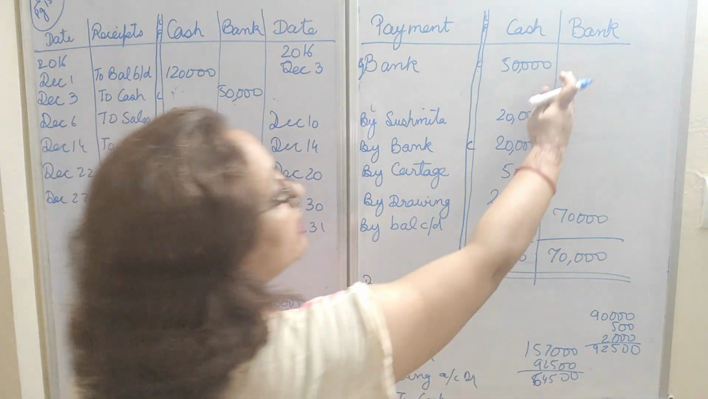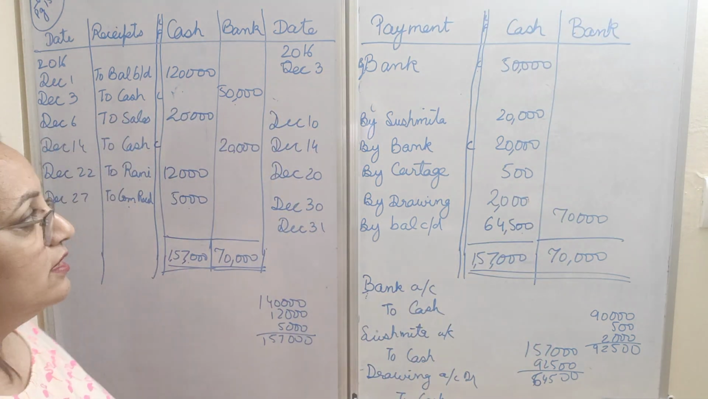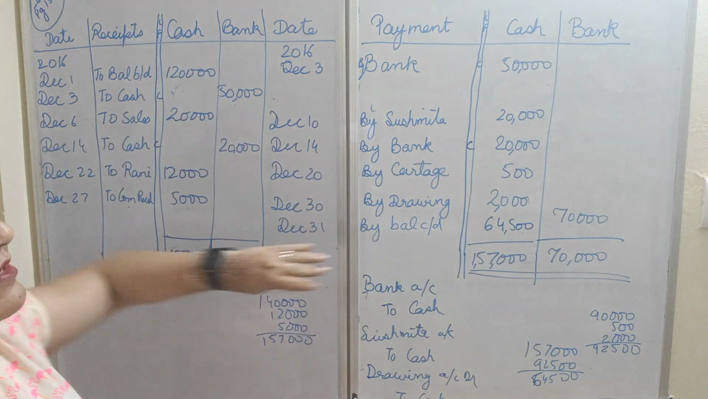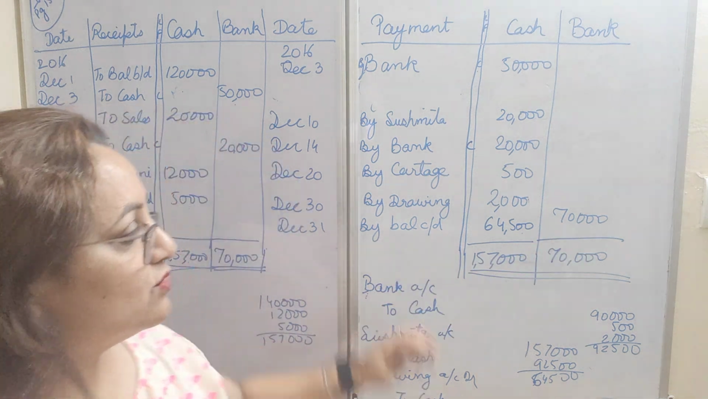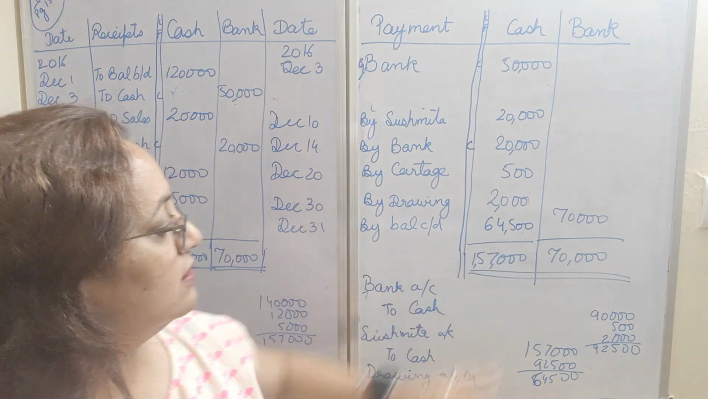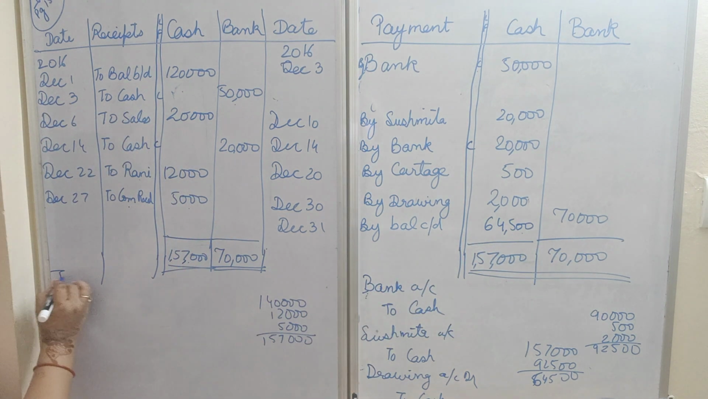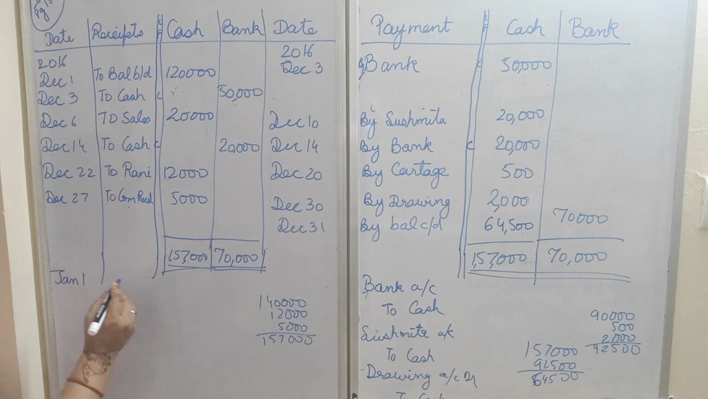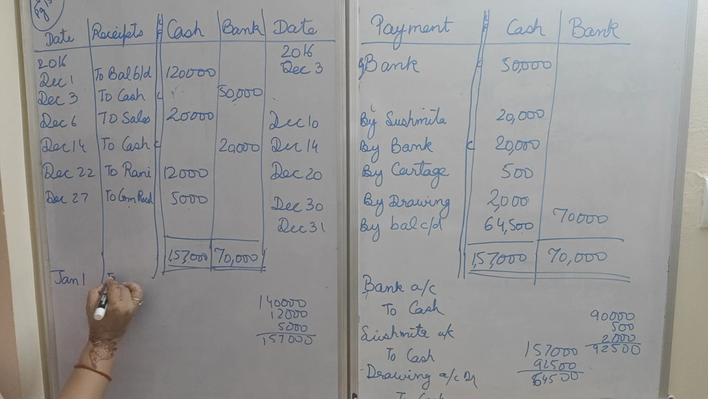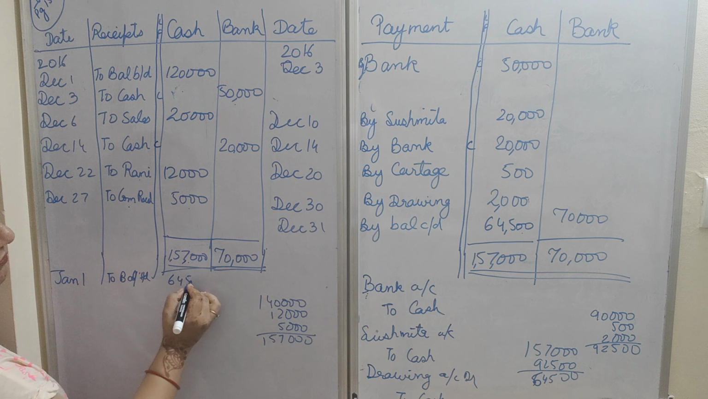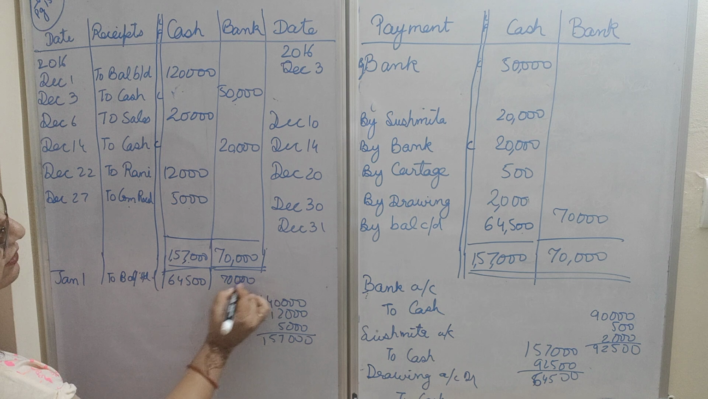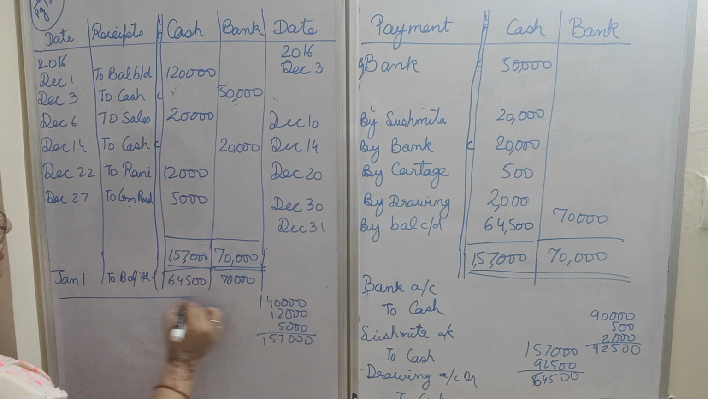Right? Now we see in bank column in the credit side, nothing is written. So just the total of this side is going to be a balance. No need to subtract anything. Right? So this gives us the balance of this, and then I hope you remember how do we copy it for the next year. It will be written to balance brought down. So the balance is 64,500 for cash, and for bank it is 70,000. Like this we close our cash book.